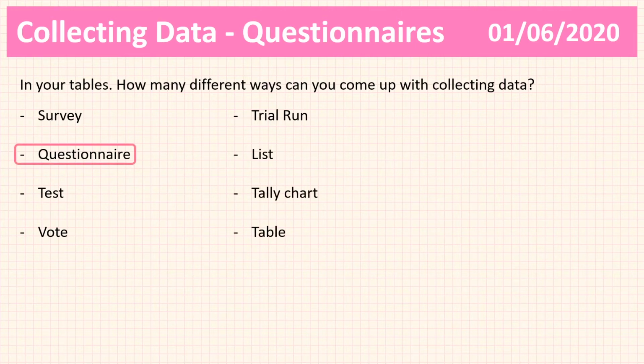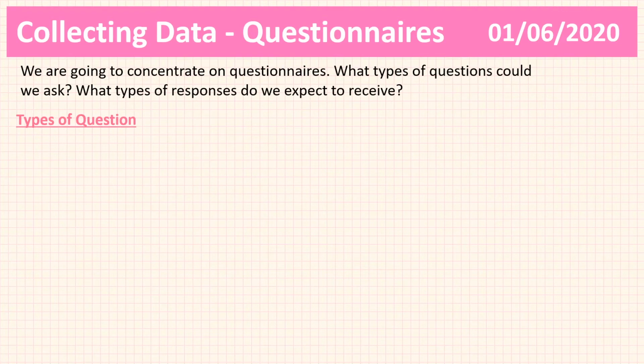But the one we're going to concentrate on most is questionnaires, because that's the most common way of collecting data, is to conduct a questionnaire. That's probably what you thought of first when I said, how do you collect data? Now we're going to look at questionnaires in particular, and this is our first step. So what types of questions could we ask? What types of responses do we expect our participants to give?